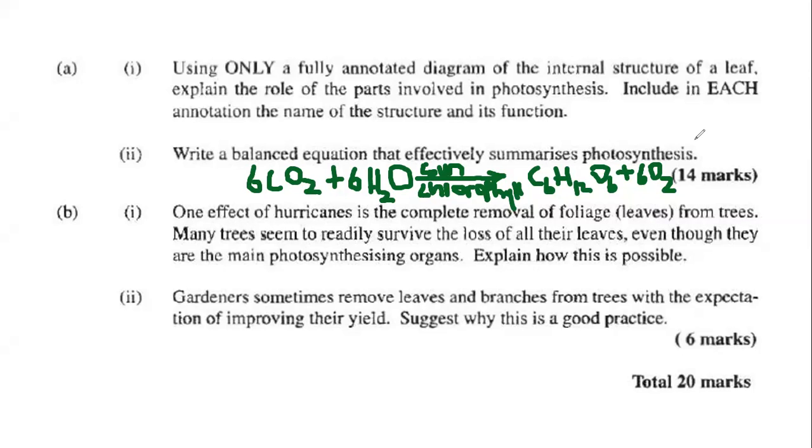So it says one effect of hurricanes is a complete removal of foliage, which is another term for the leaves, from trees. Many trees seem to readily survive the loss of all their leaves, even though they are the main photosynthetic organs. So we saw something similar to this earlier, didn't we? Yes, miss. Right.